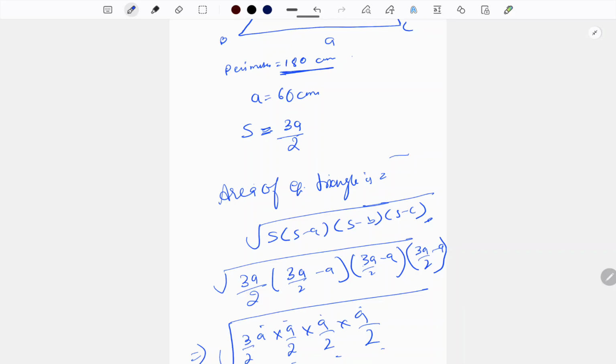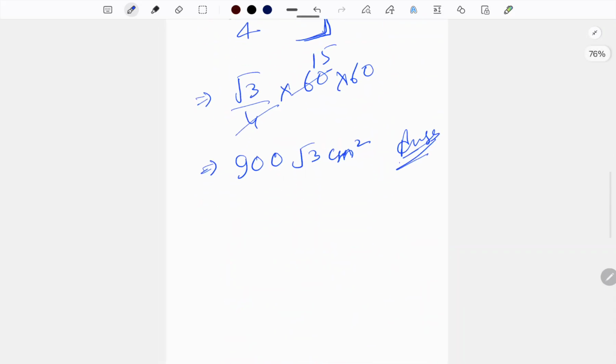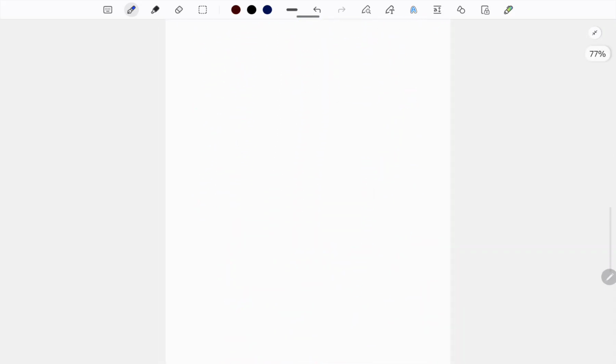s will be 180 by 2, half of the perimeter, which is 90. So you can put directly 90 into 90 minus 60 into 90 minus 60 into 90 minus 60. It will come in the same manner, but I wanted to demonstrate how formulas are derived from Heron's formula. Therefore, I have shown you that in that perspective. Now let us go to the second question, a very important question.